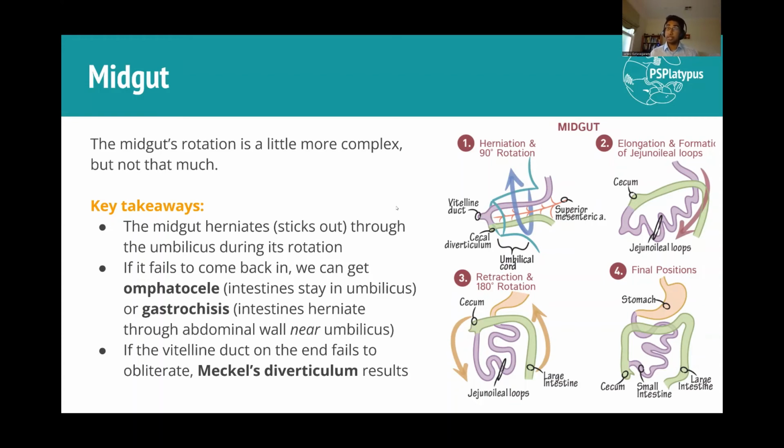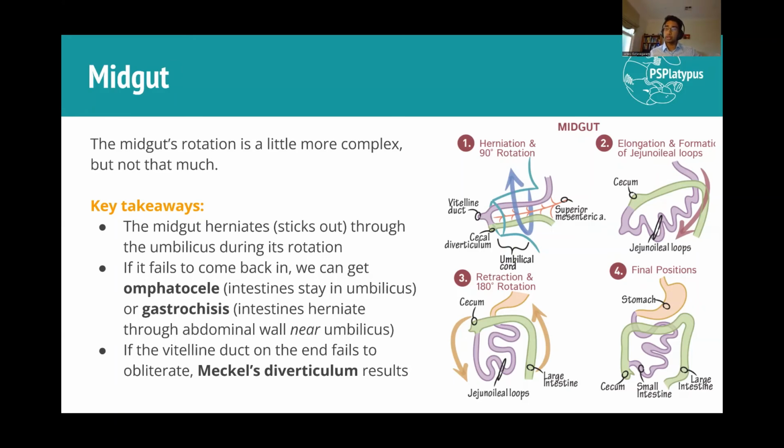So now for the more detailed explanation. When we start with the midgut, it starts with a sort of very vertical position, we have a cranial loop on top, which is the purple, and we have a caudal loop on the bottom, which is green. Caudal just means tail, so you can think of it like head and tail, basically.